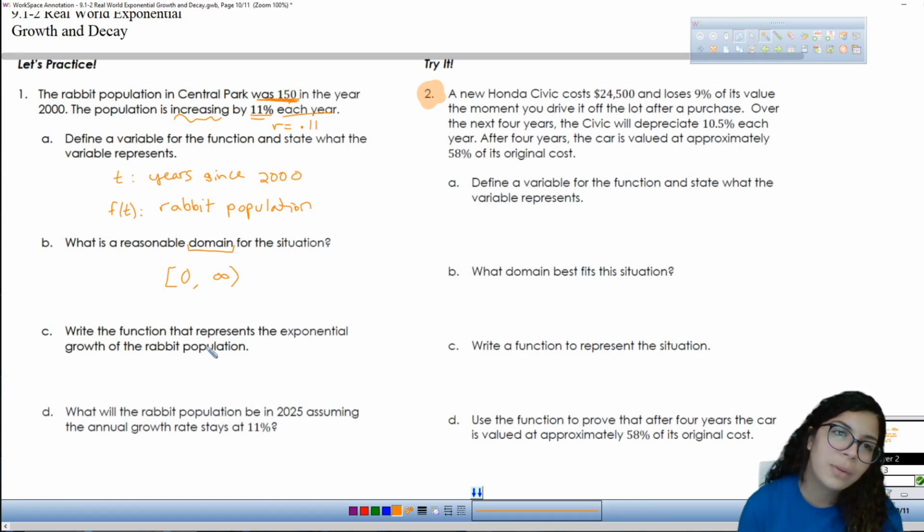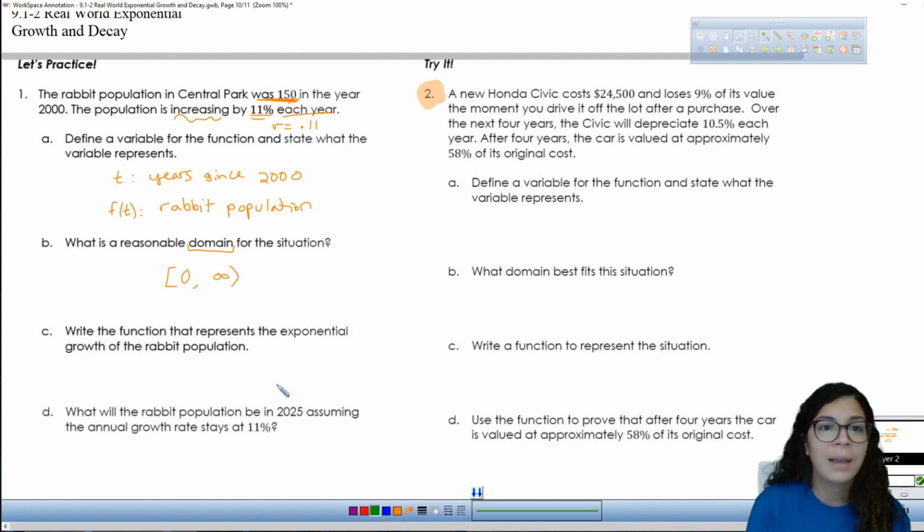Now, we could argue that maybe eventually there will be a point in time where Earth will be no more, there will be no more rabbits, or Central Park will not exist, but obviously these are special circumstances. Definitely years can't be negative, and in theory we could go on to infinity of time. They're asking us to write the function that represents the exponential growth of the rabbit population.